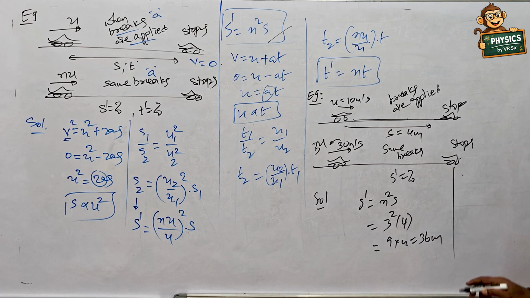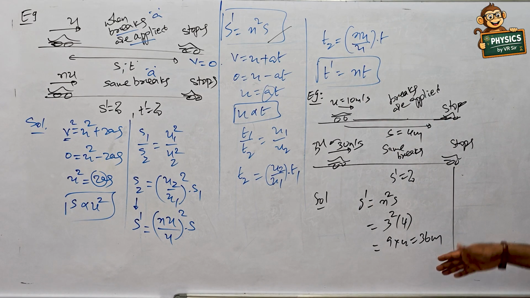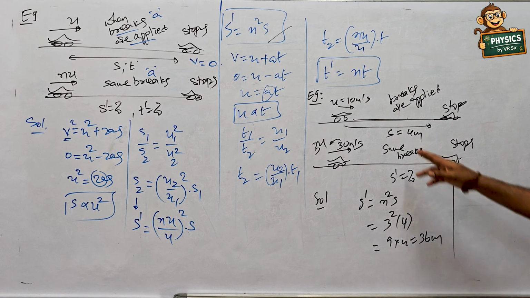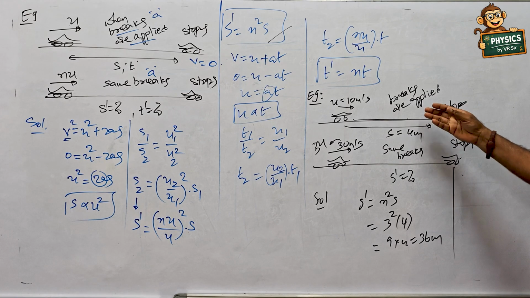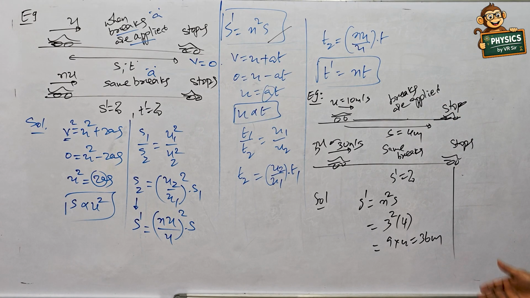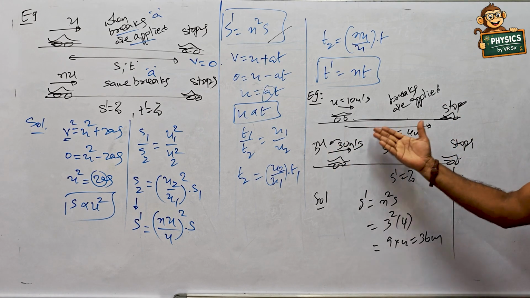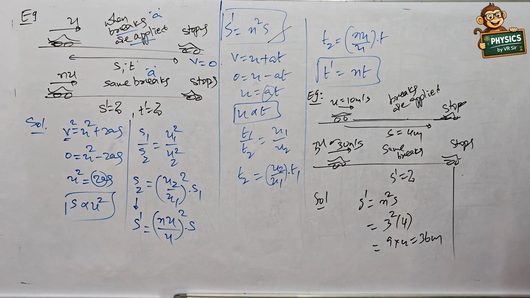At the same time, if the time is also given, you can calculate it: it is nothing but n times t. If in this case the time is given as 3 seconds, then the time after which it stops is nothing but 3 into 3, 9 seconds. Okay.